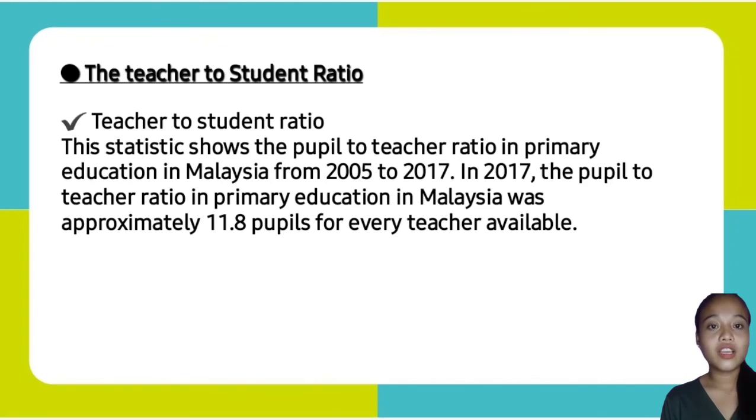This statistic shows the pupil to teacher ratio in primary education in Malaysia from 2005 to 2017. In 2017, the pupil to teacher ratio in primary education in Malaysia was approximately 11.8 pupils for every teacher available.